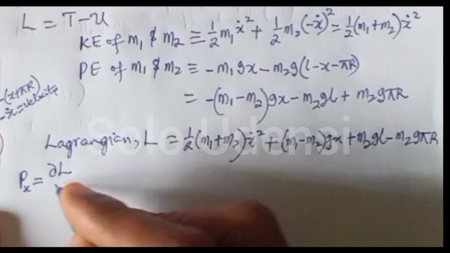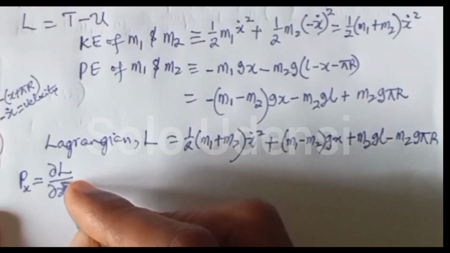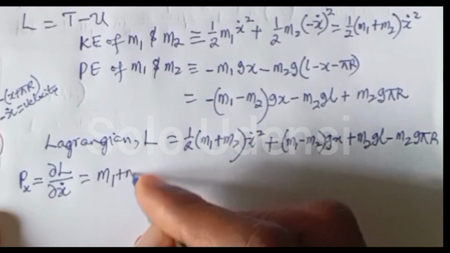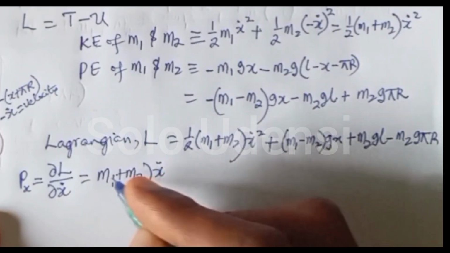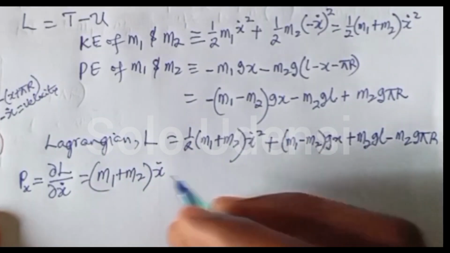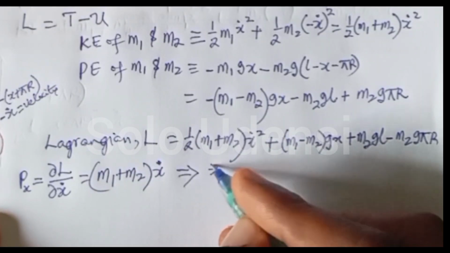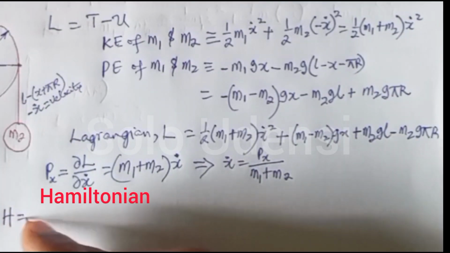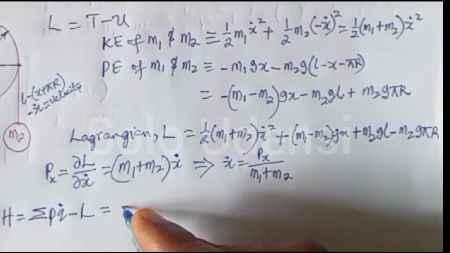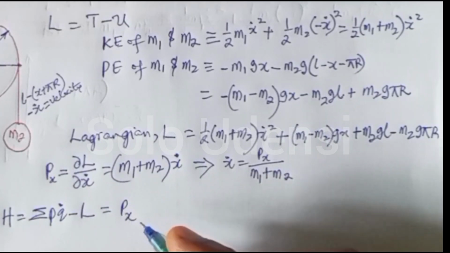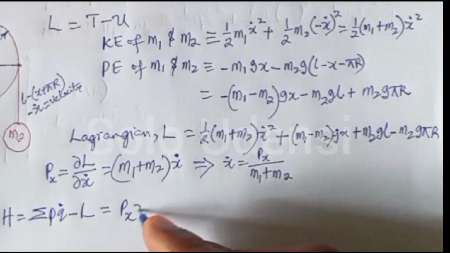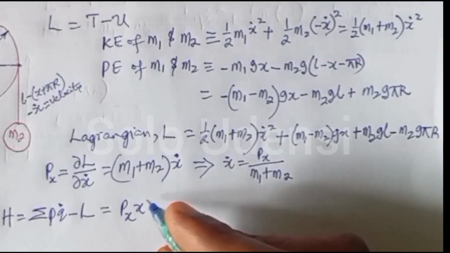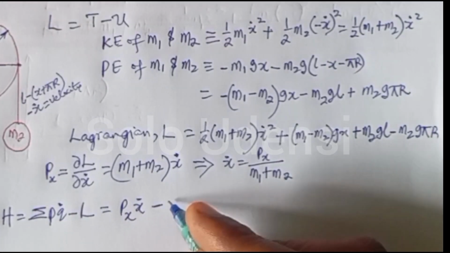You have the Lagrangian, and you know that P of X is equal to the partial of the Lagrangian by partial of velocity. So you have it to be (M1 plus M2) X dot, if we differentiate this with respect to velocity. And this implies that X dot is equal to P of X over (M1 plus M2). The Hamiltonian H is equal to P of X times X dot, our Q is equal to X in this case, minus the Lagrangian.